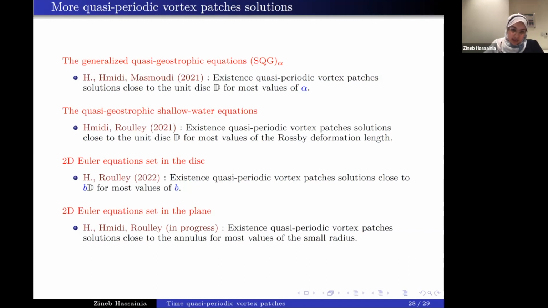And finally, in ongoing, almost finished work, we're proving with Hmidi and Roulley the existence of quasi-periodic solutions, but this time close to the annulus. And the parameter here is the small radius of the annulus.